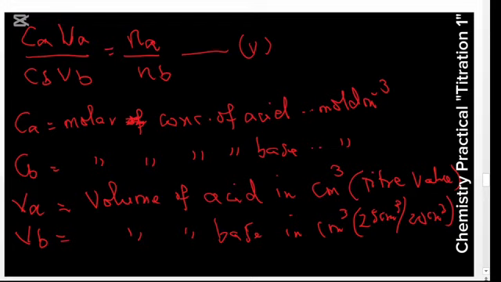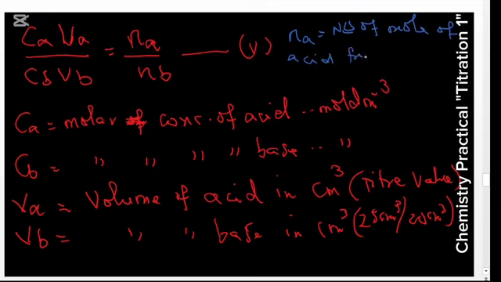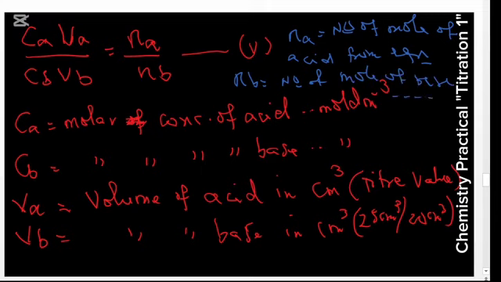Okay, now then you have NA and NB. What is NA representing? NA represents number of mole of acid from equation. So the number of mole of acid from the balanced equation is NA. So NB would be the number of mole of base from equation. So if you have an equation, for example, we can use that equation to get NA and NB.